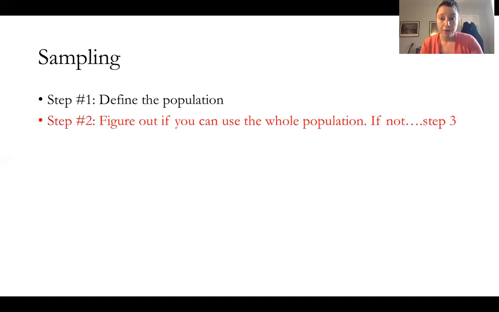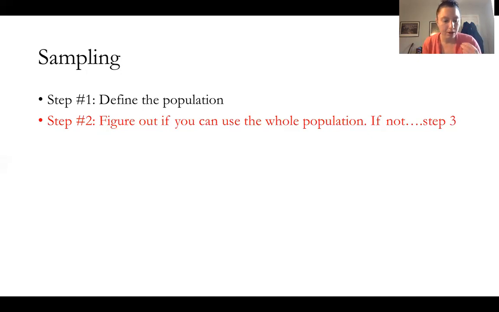Step 2, figure out if you can use the whole population. This should send off signals. If you don't have to sample from a population, you shouldn't be sampling. So for example, if you want to do a content analysis of presidential State of the Union addresses, ask yourself, how many State of the Union addresses are there? There's only one given each year. You can probably analyze every single State of the Union, which means you can do the entire population. You don't have to sample from that. So don't sample if you don't have to.